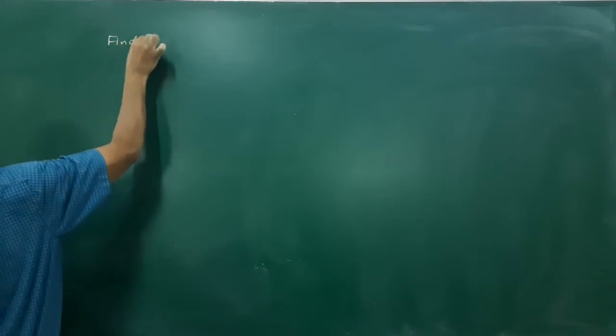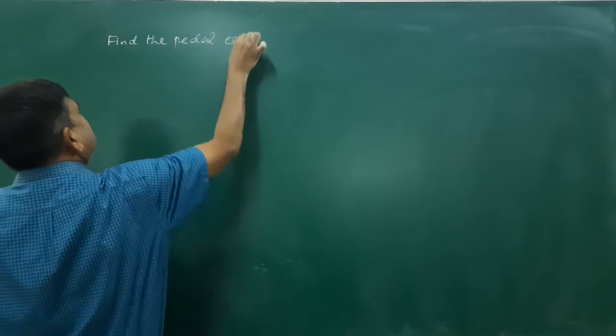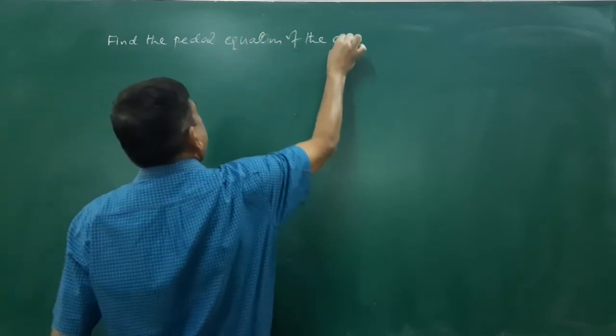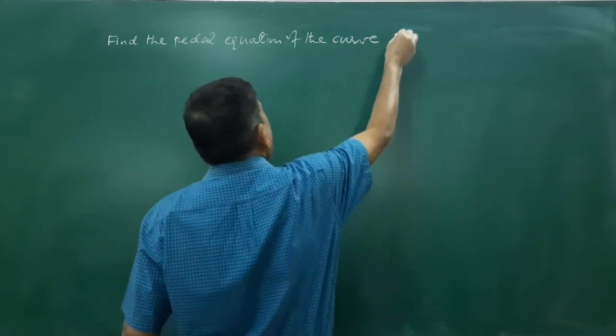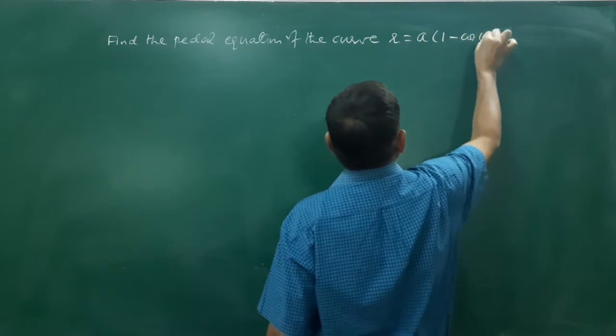Find the pedal equation of the curve r equals a times 1 minus cos theta.